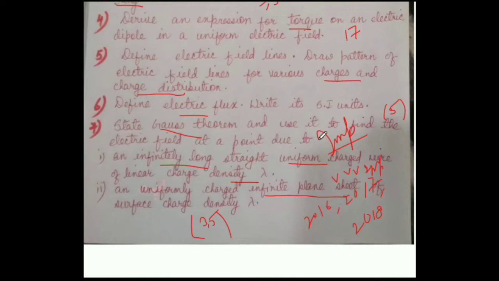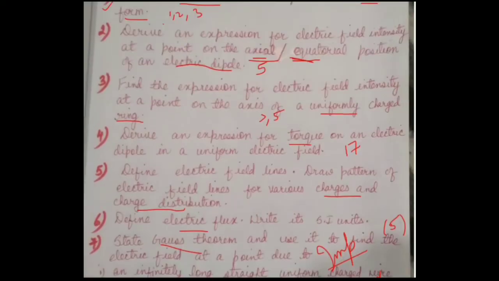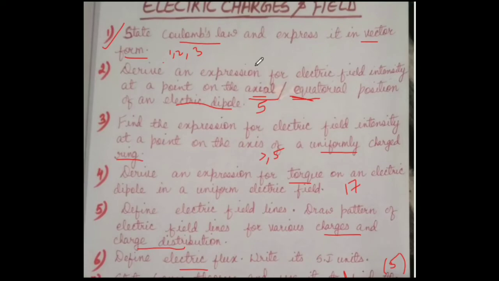So I'm going to discuss how you write the solution of these questions in the board exams, right? किस तरीके से आप लिखोगे तो आपको नंबर मिलेंगे. So I am going to solve all these questions one by one. Let us start with question number 1. What is question number 1? State Coulomb's law and express it in vector form, right?